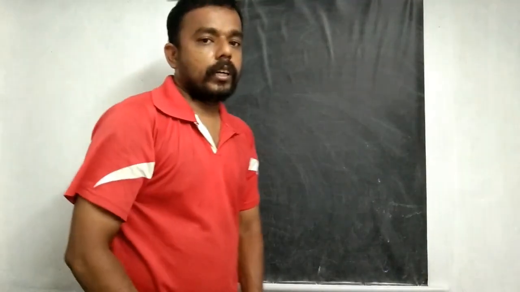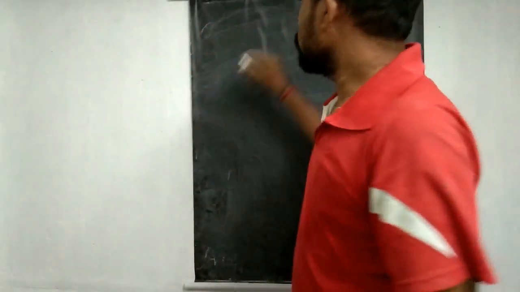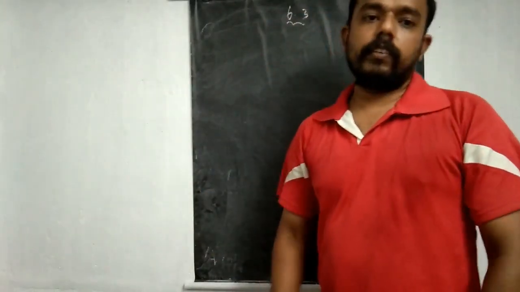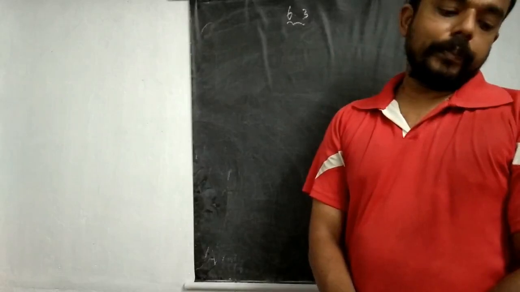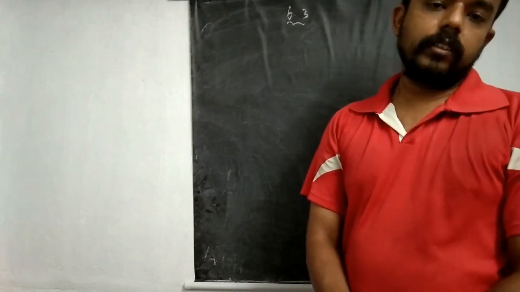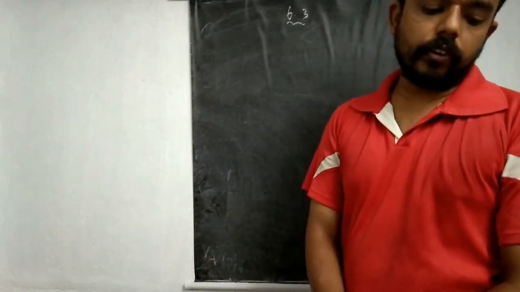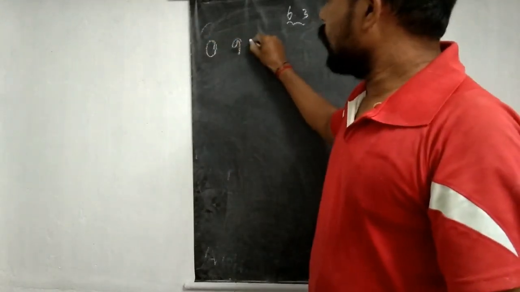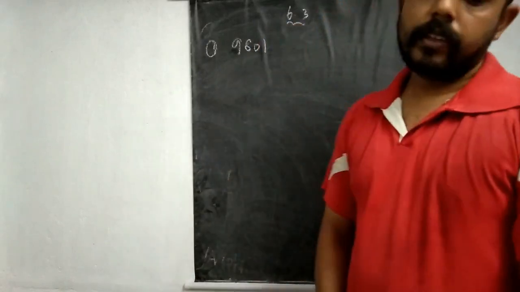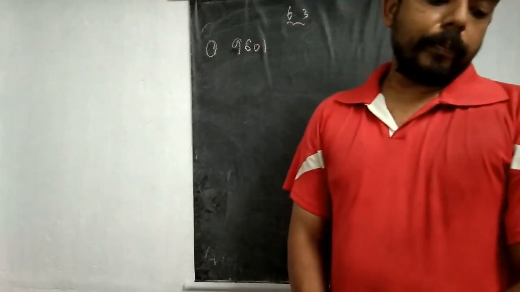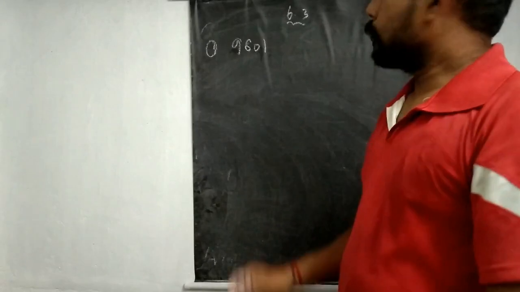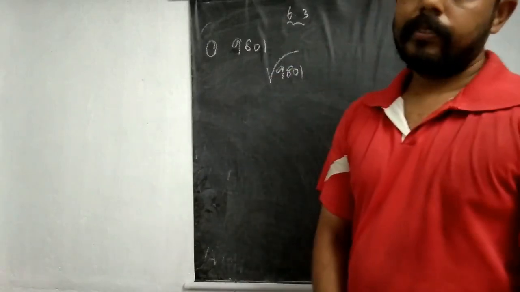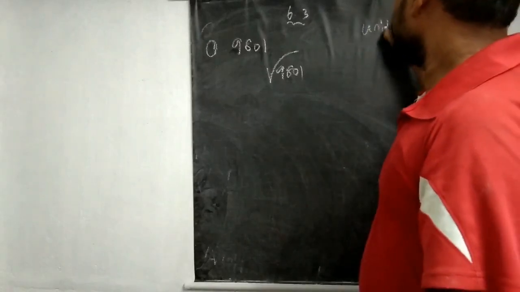In this process, your exercise problem, exercise 6.3. First thing is given: what could be the possible one digit of the square root of each of the following? So the first question is 9801. What could be the possible unit digit of the square root of each number? So the square root of 9801, the unit digit.